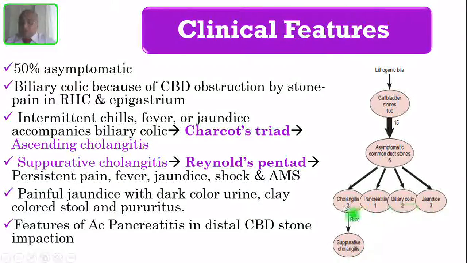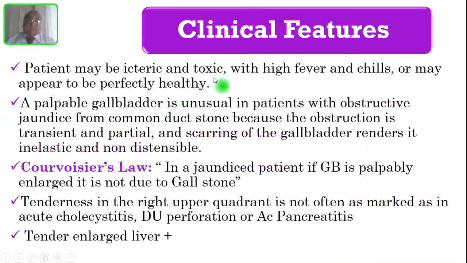All these syndromes can occur individually, or there will be a considerable amount of overlap. So these syndromes will manifest together in variable combination. So the patients will be either icteric and toxic with high fever and chills, or the patient may be perfectly healthy.